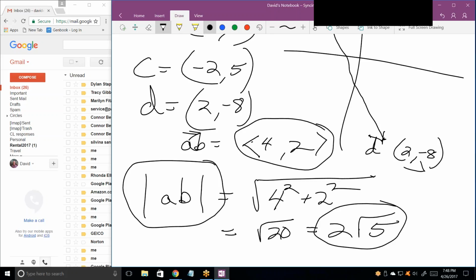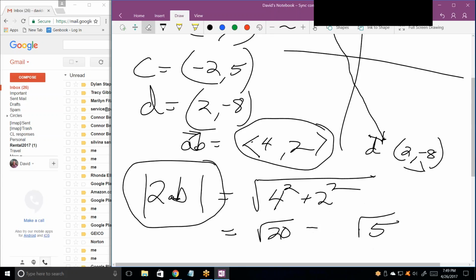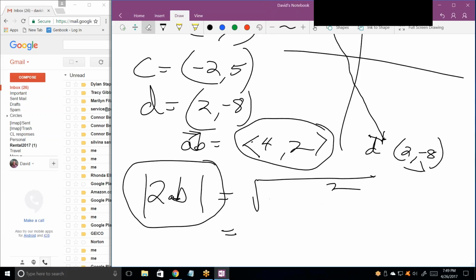Okay. What else? The next one is find the magnitude of 2AB. Well, if we figure out what 2AB is, first of all, what's 2AB? 8, 4.